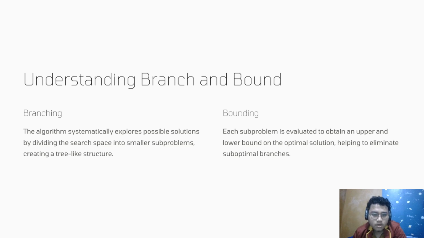Understanding branch and bound. To understand how branch and bound works, let's break it down into its two main components. The first one is branching. This is the process of breaking down a large problem into smaller subproblems. It creates a search tree where each node represents a possible solution or state of the problem. By systematically exploring each branch, we aim to find the best solution efficiently.